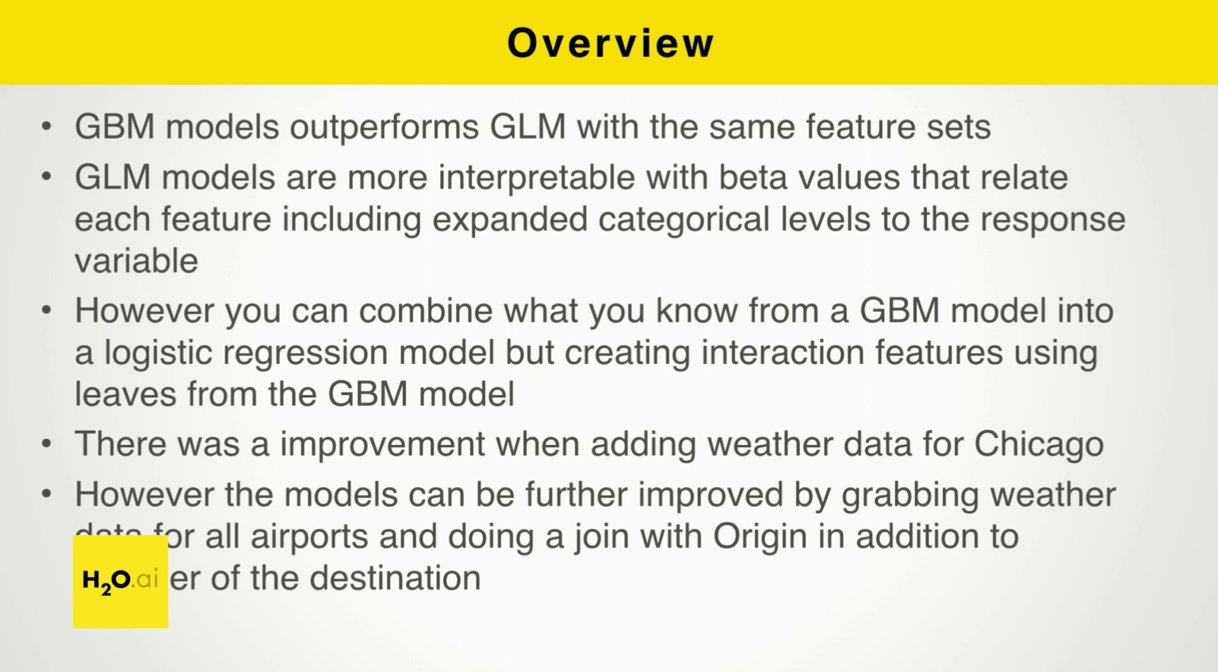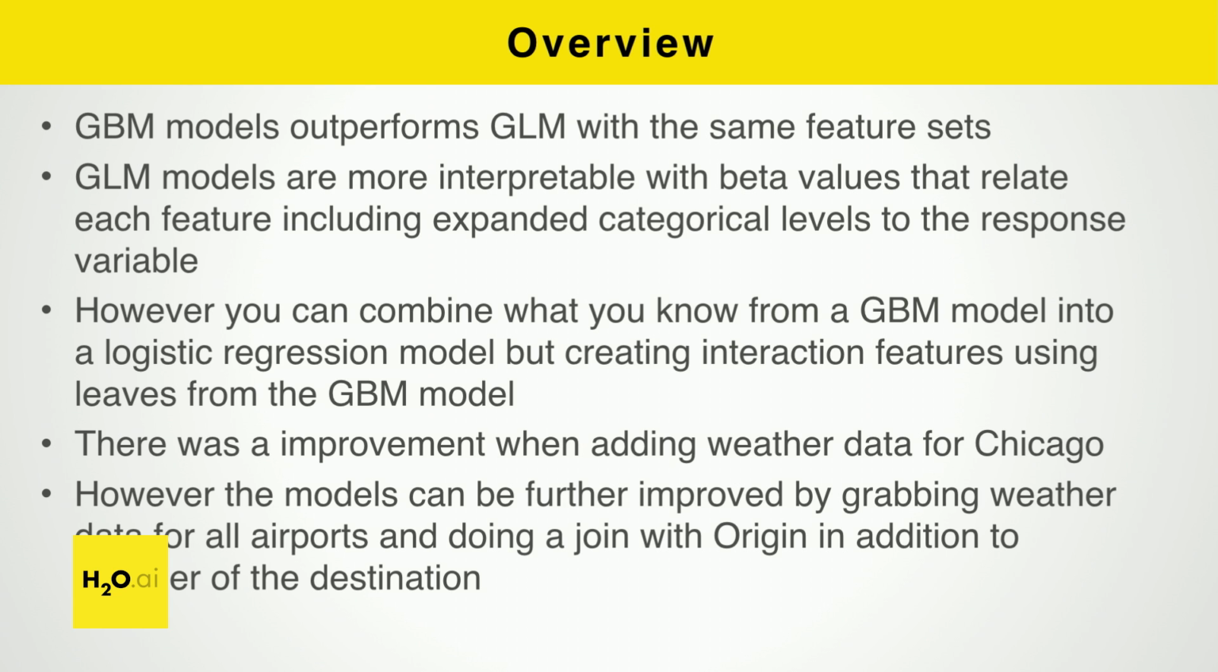So I'm going to go over a quick overview of what we learned from that small exercise, or at least what we observed from that small exercise. The GBM model, in general, with the same feature set, outperforms the GLM model. One's a linear model, another one is tree splits, so there's more opportunities to learn nonlinear interactions. The GLM models are more interpretable. It has beta values that directly correlate with the response variable, and a value that directly tells you how much probability it contributes to the end score.